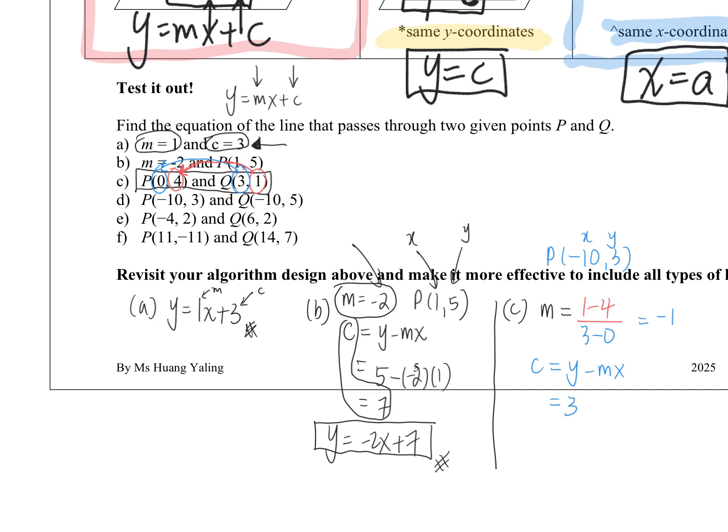3 minus, what is gradient? What is it? What's my gradient value? No, what's my gradient value that I should plug in?